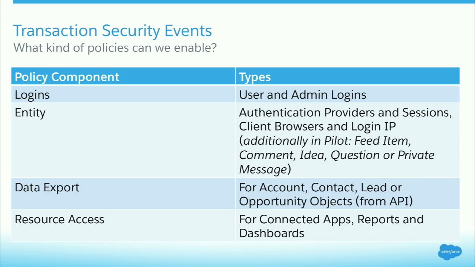Additionally, we have a very exciting pilot for communities. So we're really excited to work with communities objects and entities. So you have feed items, comments, chatter posts, ideas, questions, private messages, and you can then take action when specific conditions occur for these communities items. And like I showed in the demo for data export from API, you can build different policies for those, as well as when users are accessing specific resources. We support connected apps, reports, and dashboards, and you can then write real-time policies around these capabilities.